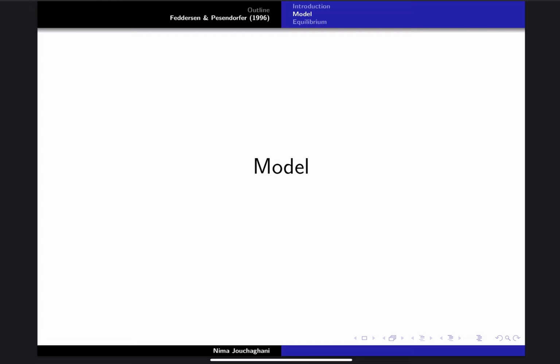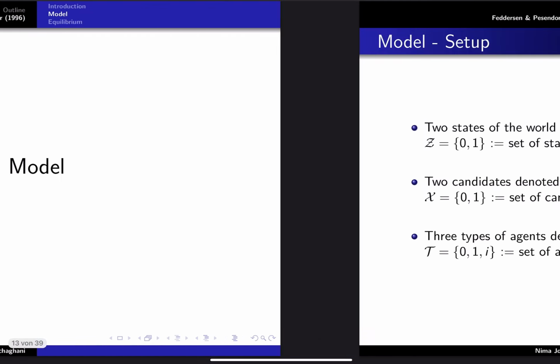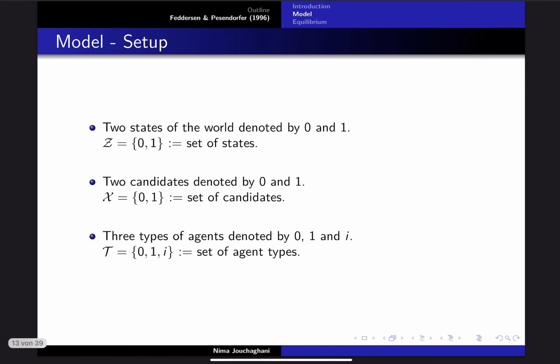So let's start with the model. The model itself is actually quite simple. We have two states of the world, which are denoted by 0 and 1. This capital Z here denotes the set of states. States refer to, you can think of situations as, for instance, so what could be a good example?